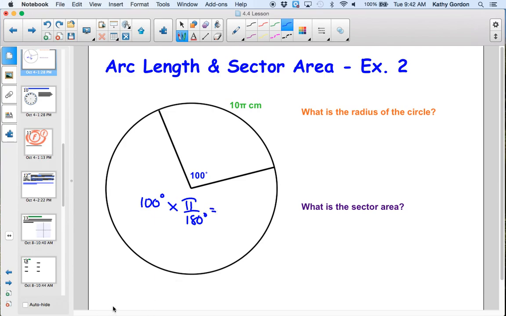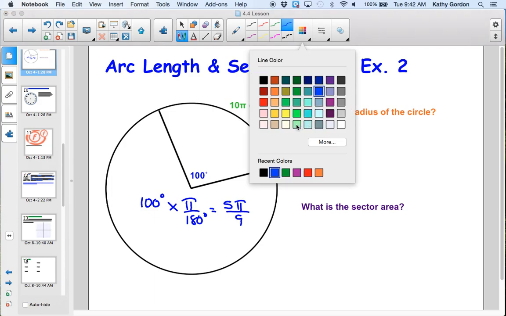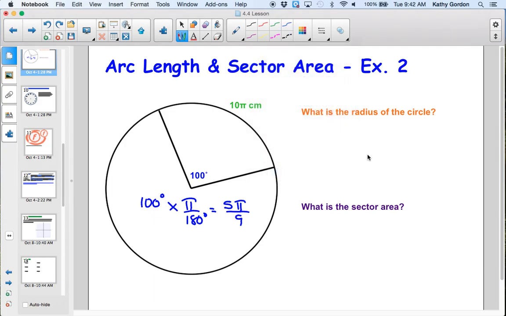So what's that going to end up giving us? 5 pi over 18. 5 pi over 9. Yeah. Divide both top and bottom by 2. Okay? So once you have that, then you should be able to find your radius. So what would our equation look like?